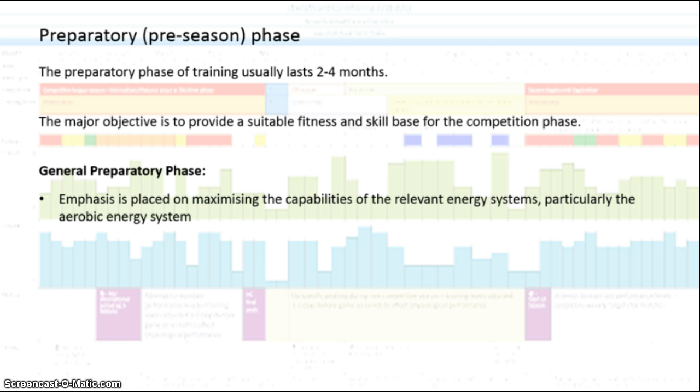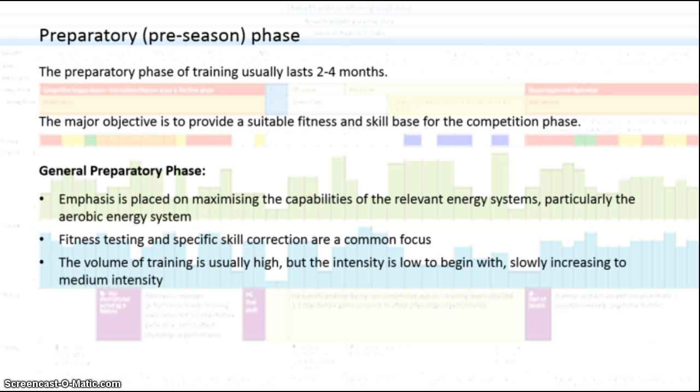The emphasis is placed on maximizing the capabilities of the relevant energy systems, particularly the aerobic energy system. Fitness testing and specific skill correction are also a common focus of this period of training. The volume of training is usually high, but the intensity is low to begin with, slowly increasing to medium intensity. This sub-phase usually lasts 4 to 10 weeks.